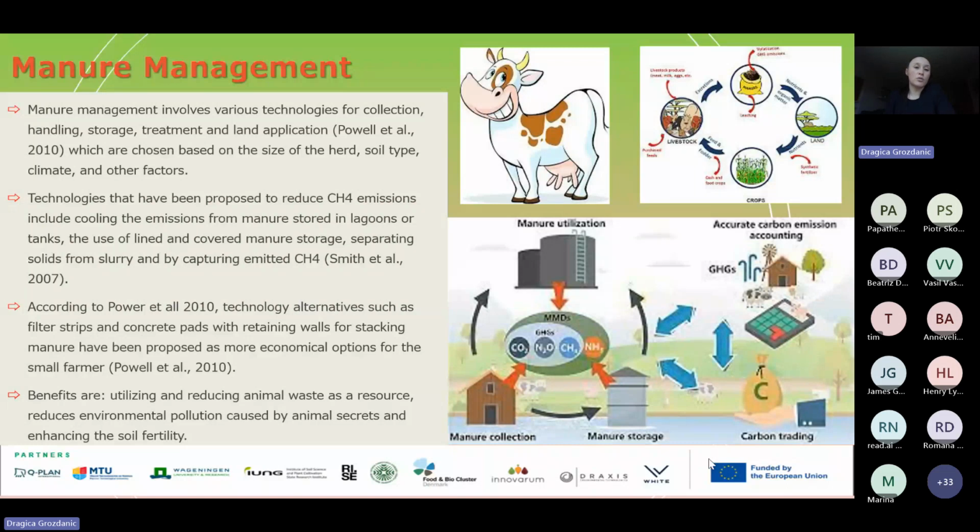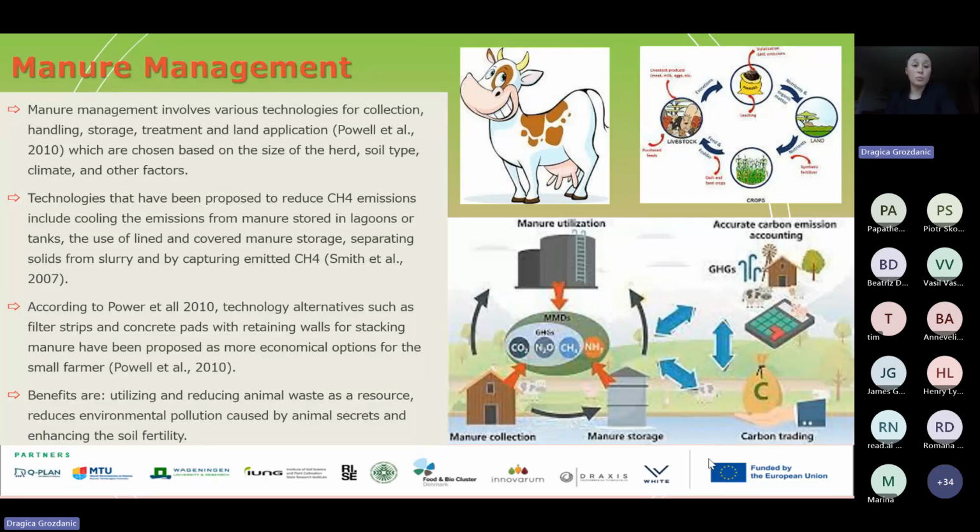Technologies that have been proposed to reduce CH4 emissions include cooling the emissions from manure stored in lagoons or tanks, the use of lined and covered manure storage, separating solids from slurry, and capturing CH4. According to Power, technology alternatives such as filter strips and concrete pads with retaining walls for stocking manure have been proposed as a more economical option for smaller farmers.